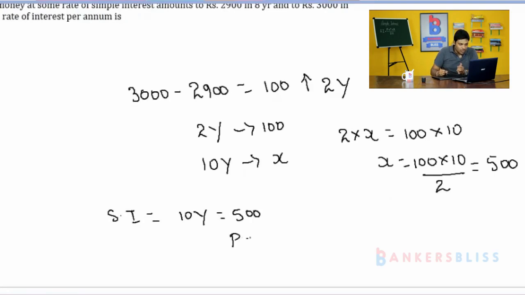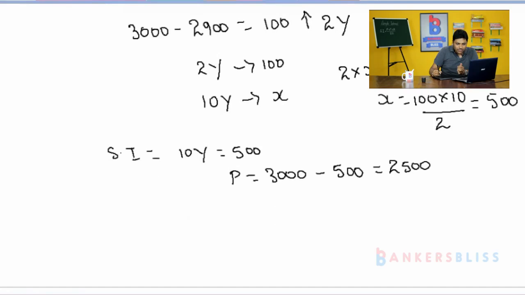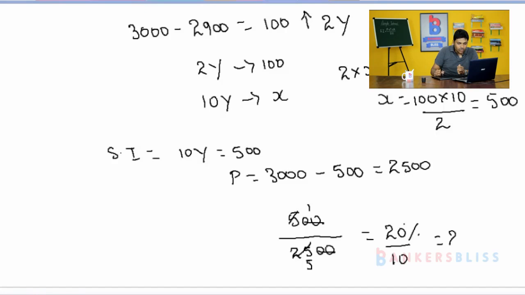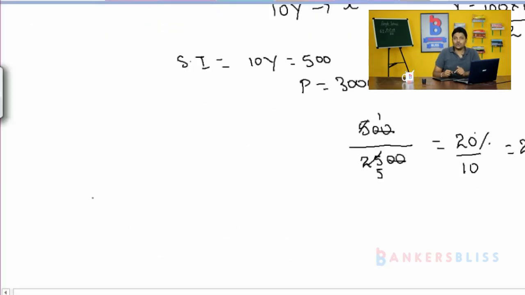So the principal amount will be 3000 minus 500, which is equal to 2500. So the rate percent: 500 is the interest amount you are getting for 2500. 5 1s are 5, 5 5s are 25, which is equal to 20% for 10 years. Then for 1 year it will be equal to 2%. Otherwise, you can go with the formula method.